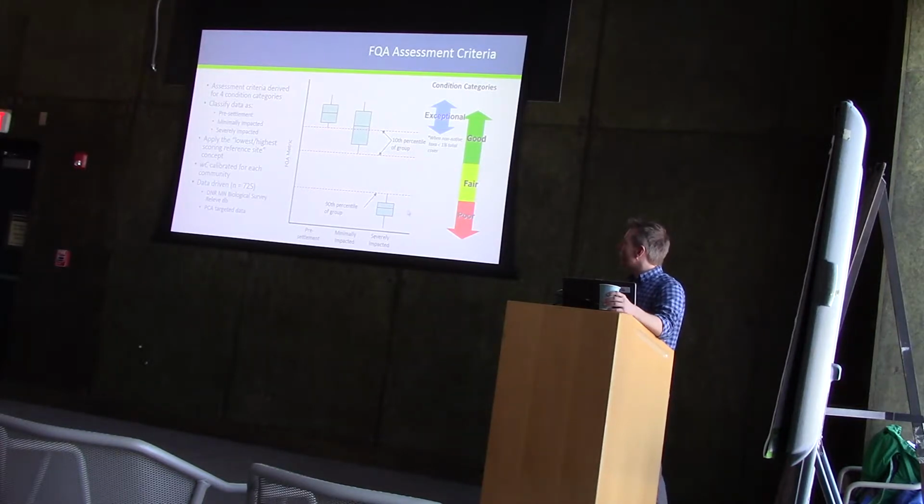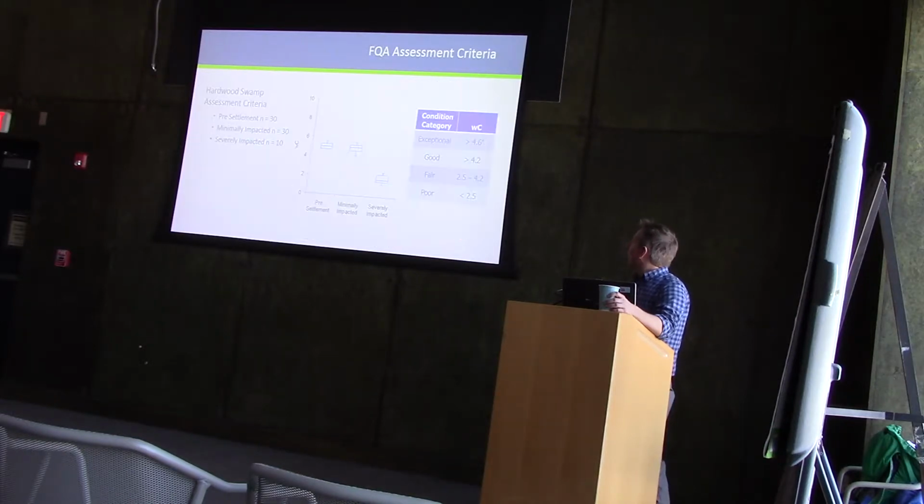And we have good. And we just took that idea and flipped it on its head to make the line between fair and poor. We said, all right, what's the best scoring severely impacted site? And that will be our difference between poor and fair. Again, we did this for all the communities, and there was a lot of data involved. We used DNR relevant database and a bunch of our own data. We even had some core data in there as well. And so in the end, this is what we come up with for criteria.